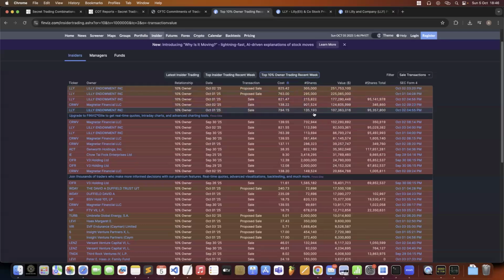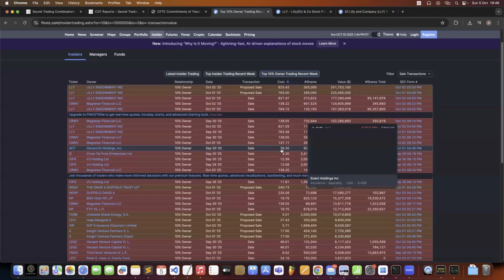And if you look at the past, they have been selling. They sold about 177 million right here, and that's 215,822 shares that they've sold. And you can see they've been selling for a while, right?